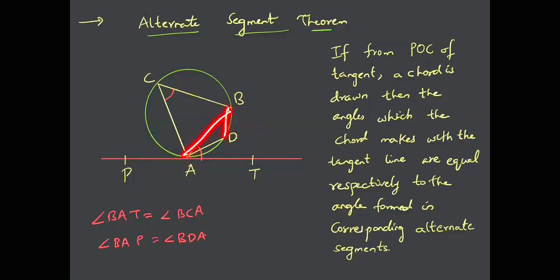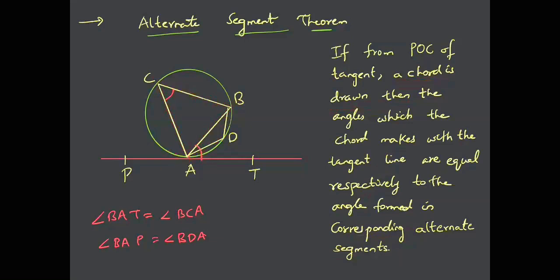So angle BDA will be equal to this angle. And angle BAT will be equal to this angle. Fine. So if from the point of contact, POC, which is nothing but the point of contact of the tangent, a chord is drawn, this is the chord, then the angles which the chord makes with the tangent line are equal respectively to the angle formed in the corresponding alternate segment. So this angle is equal to this angle and this angle is equal to this angle.